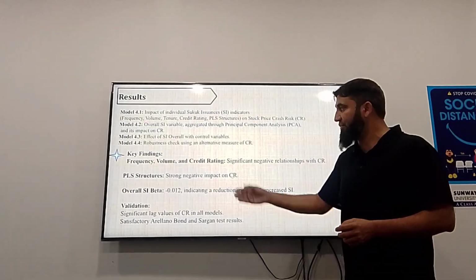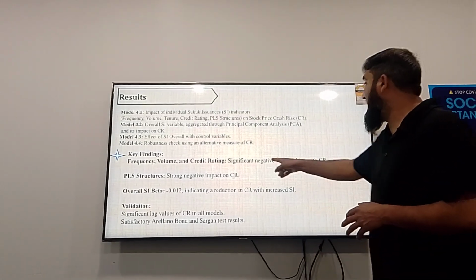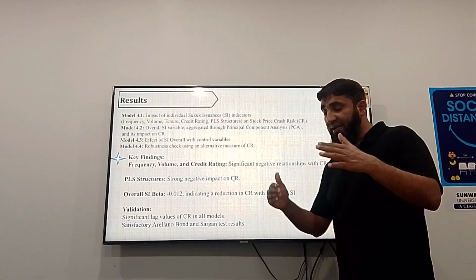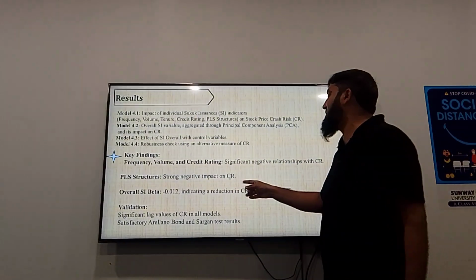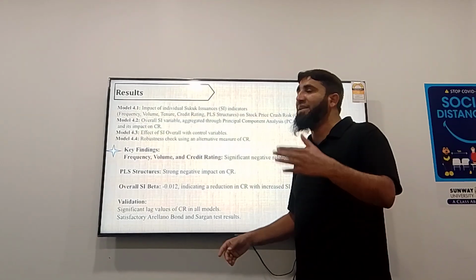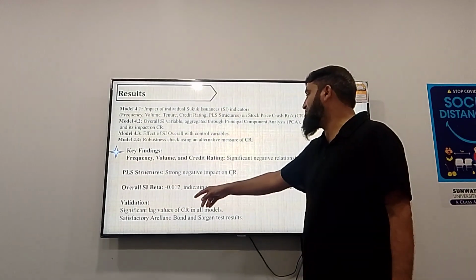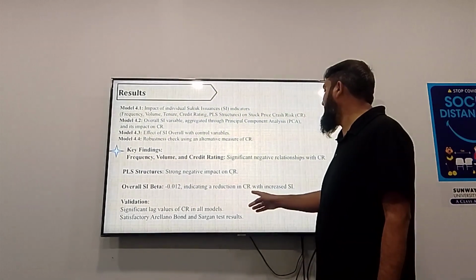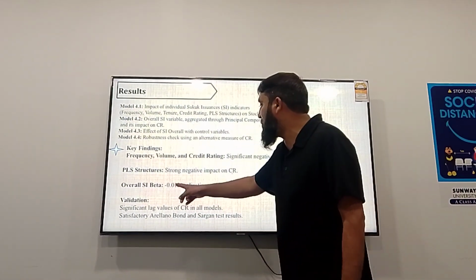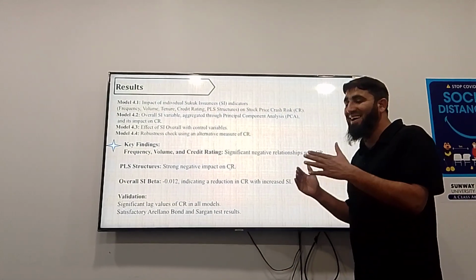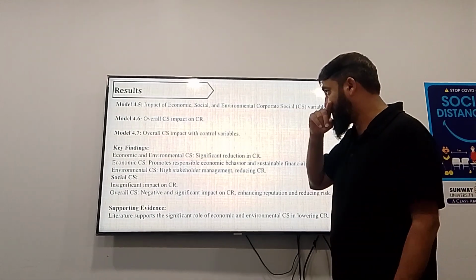These are the key findings in front of us, which tell us volume, frequency, and credit rating have a significantly negative relationship with CR. It means that the values are significant with negative signs. PLS structure shows a strong negative impact on CR. So that is strongly negative. Overall SI beta, which is minus 0.012, indicates a reduction in CR with increased SI. So minus tells us that it is a negative relationship. However, the value tells us that this is significant at the 5% as well as 10% level.